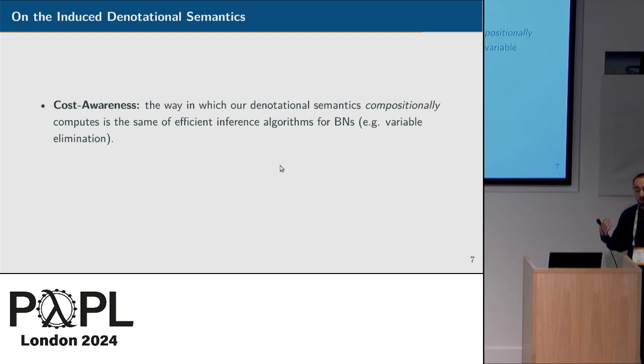And on the other hand, more interestingly, I think, the way in which our denotational semantics computes the probability function, the probability distribution defined by a program, is exactly as inference algorithms for Bayesian networks do. So, for example, variable elimination. So this is particularly nice because other kinds of denotational semantics instead are not so efficient in computing.